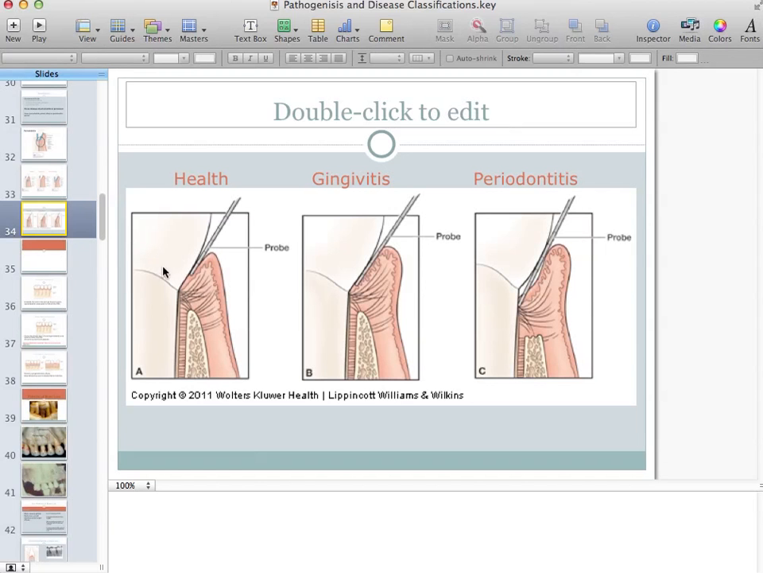So here's another great picture. In health, when you probe, you're probing directly where you should be probing, not deep down by the cementum in the bone. In gingivitis, you're probing a little bit deeper because the gingiva is inflamed, so there's more room to probe. And then periodontitis, you're probing way deeper, way past the CEJ into the bone.